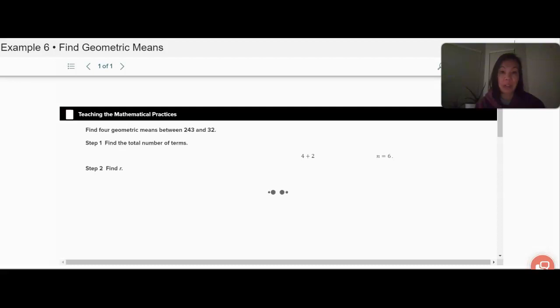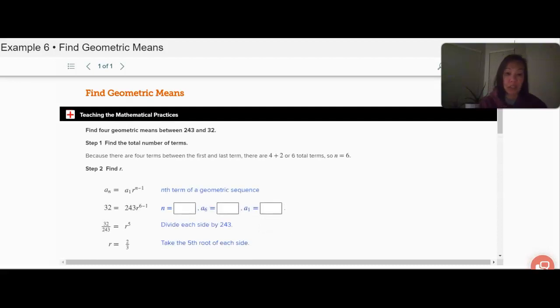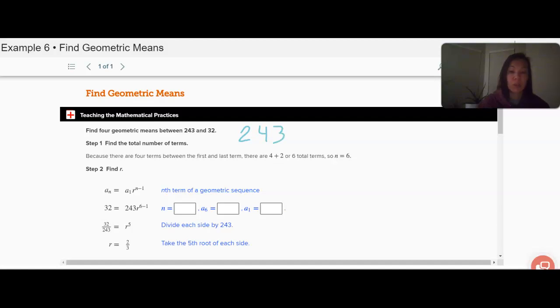Let's see, what else are we going to do? The last thing I think for this part of the video is finding geometric means. So when this says find 4 geometric means between 243 and 32, what that means is this: 243 is one of the terms of my sequence, and I want to find the 4 terms between that and 32. Sometimes they might ask for 4 or 2 or 1. But geometric means are just terms in between terms of a geometric sequence.